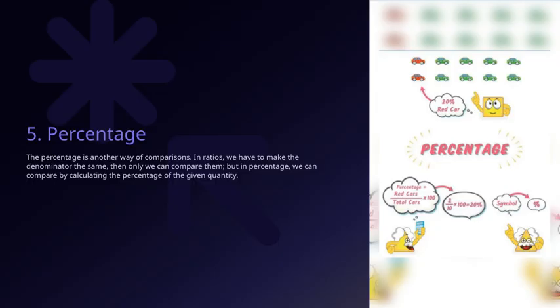We can compare different quantities directly by calculating what percentage each one represents of the total. This makes it easier to see the relative size or proportion of different parts. So, in essence, percentages allow us to compare things more straightforwardly without having to adjust the ratios, which helps us understand data more clearly and efficiently.